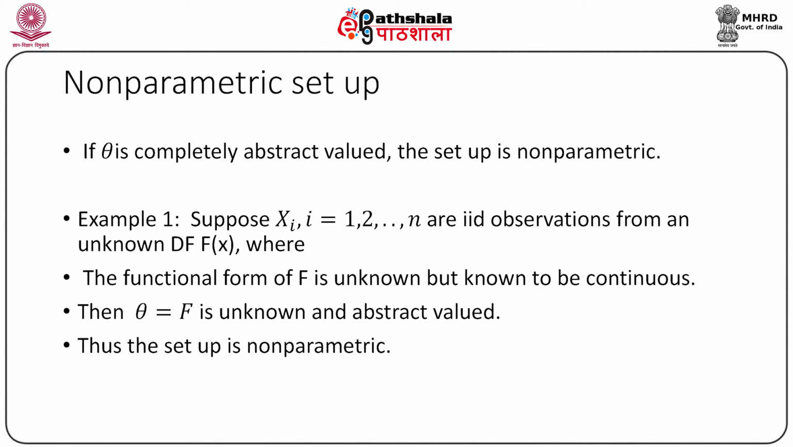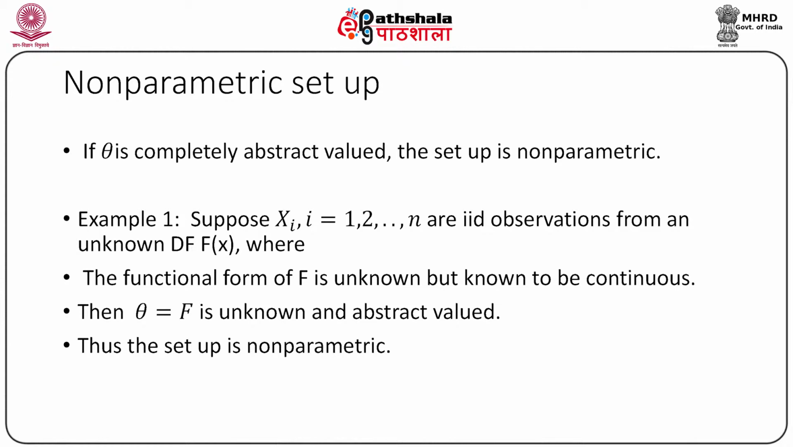Next, come to the setup of our main interest. The setup is nonparametric if the vector of unknowns is completely abstract valued. For an example, consider n IID observations from an unknown distribution function F, where the functional form of F is unknown but known to be continuous. Then theta equal to F, that is theta is unknown and totally abstract valued.